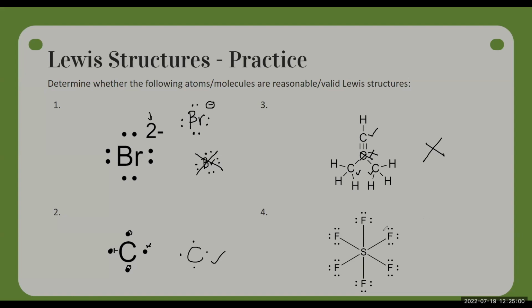Finally, we have this molecule on the bottom. This is going to be the molecule SF6. This is the proposed molecular formula and structure. So what we can do here is we can do a valence electron count. Sulfur has 6, and then fluorine has 7. So we can do 7 times 6, and then we get 42.